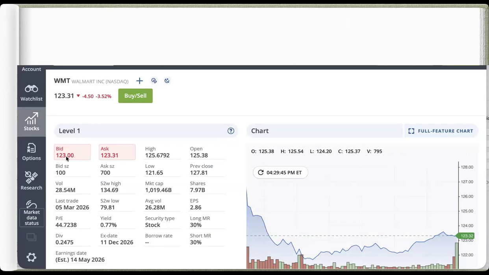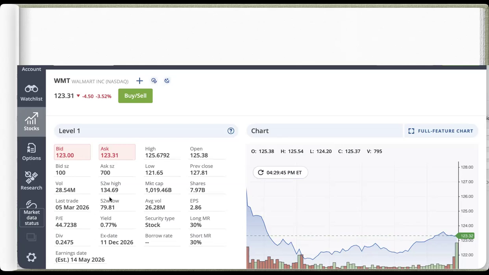This is the bid price and the ask price. If you're buying, you can buy at the ask price. Here we look at the 52-week high, which is 134.69. This is how high it went, and this is how low it went in the past weeks that we have been checking. There is also a probability that it could drop way low.